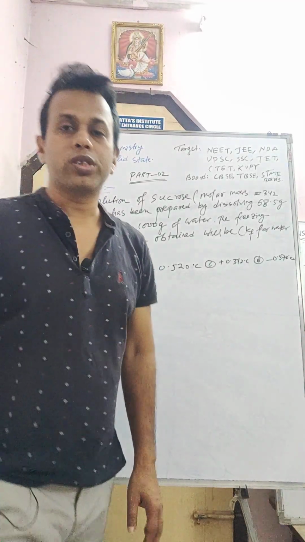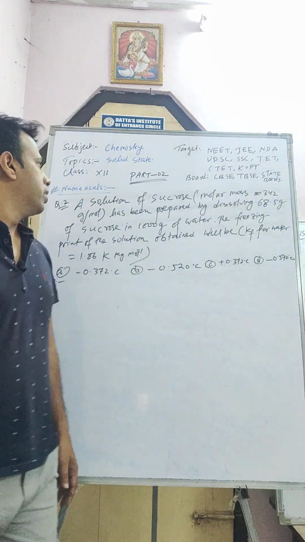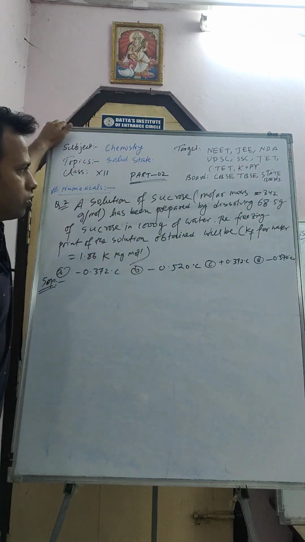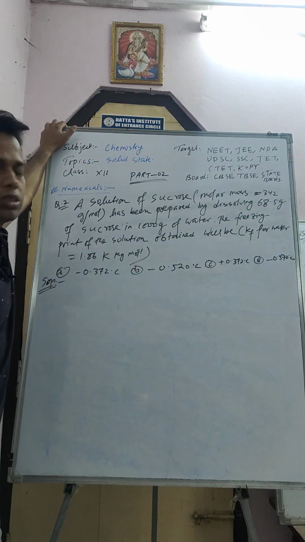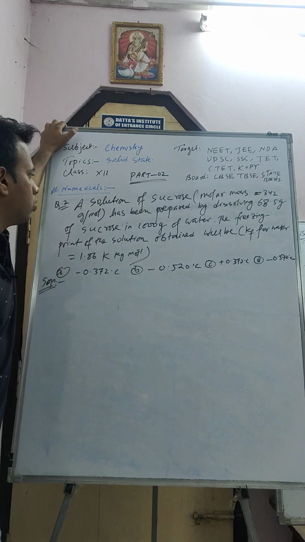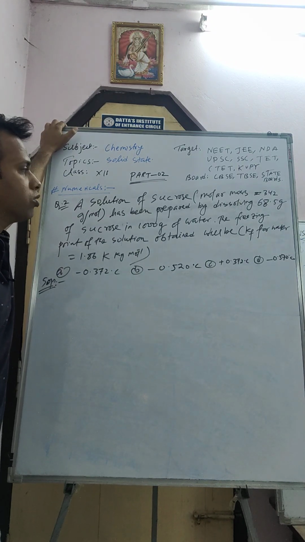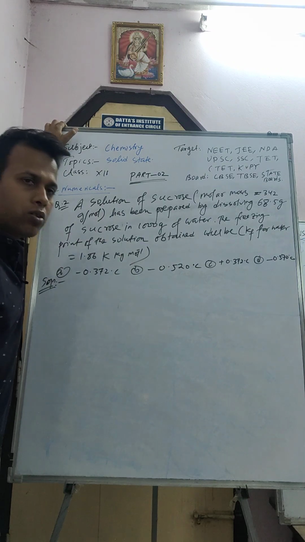Okay, so our next question, question number 2, is: a solution of sucrose, whose molar mass is 342 gram per mole, has been prepared by dissolving 68.5 gram of sucrose in 1000 gram of water. Okay, so that is one mixture that will be made of what?